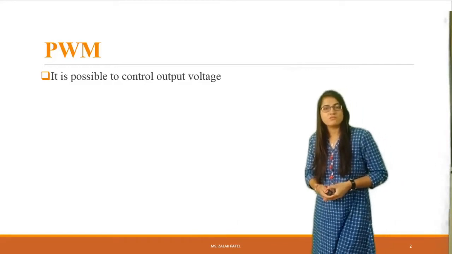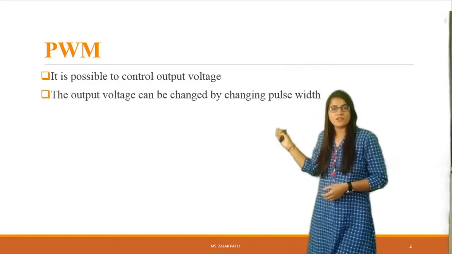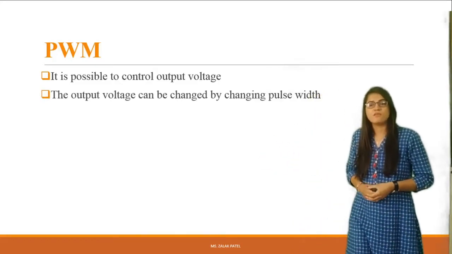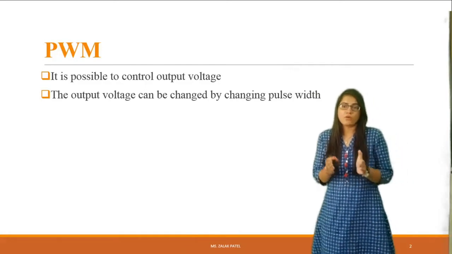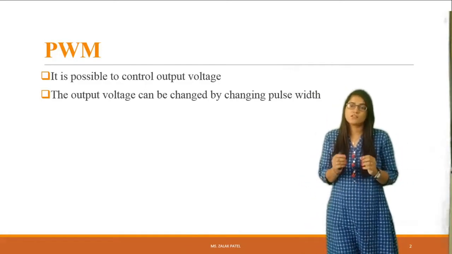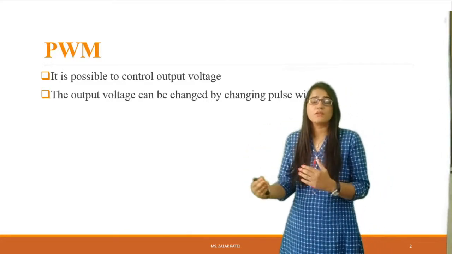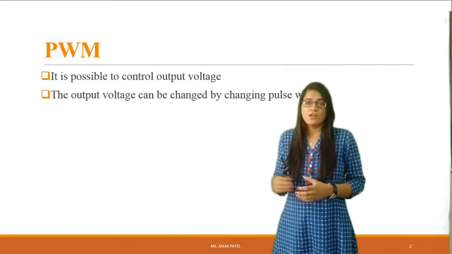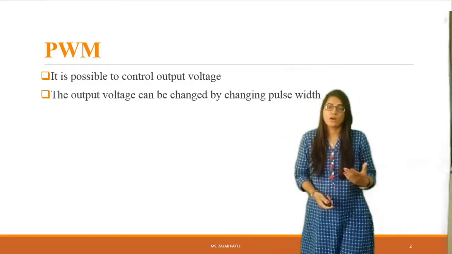So here it is possible to control the output voltage. The next thing is that the output voltage can be changed by changing the pulse width. By adjusting the pulse width from D to D by 2 or D by 3, or maybe 2 times the distance, we can adjust the output voltage accordingly.